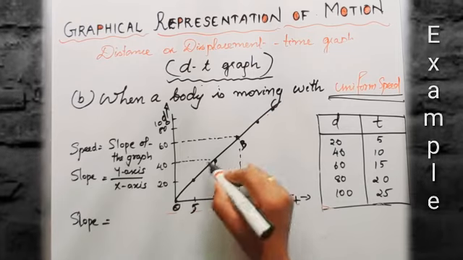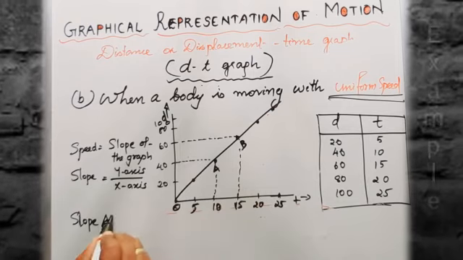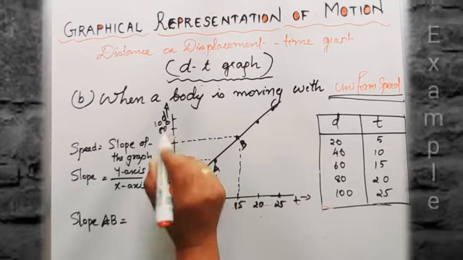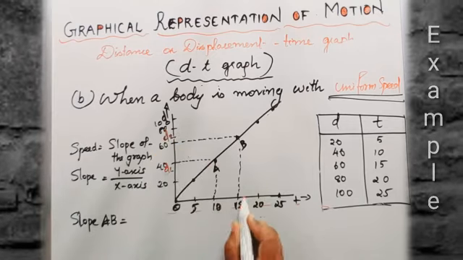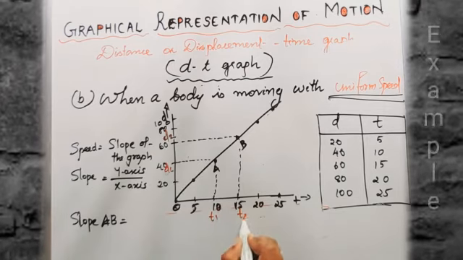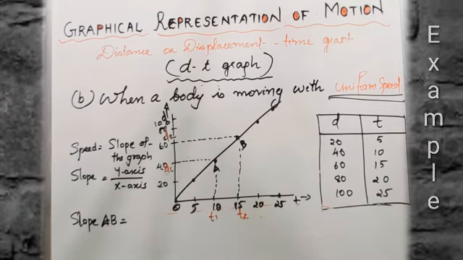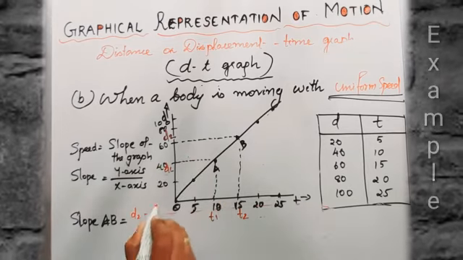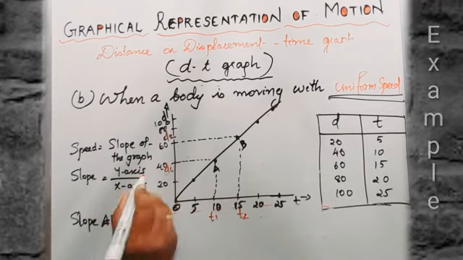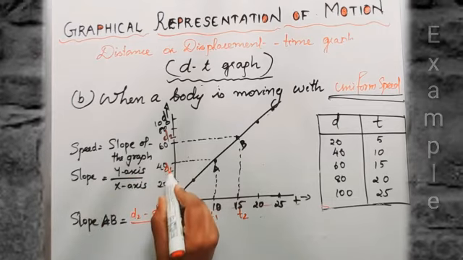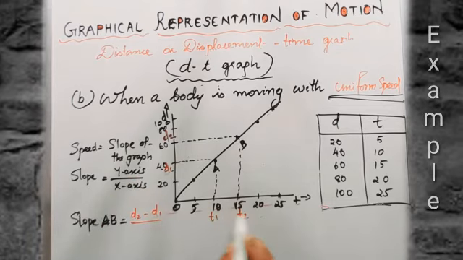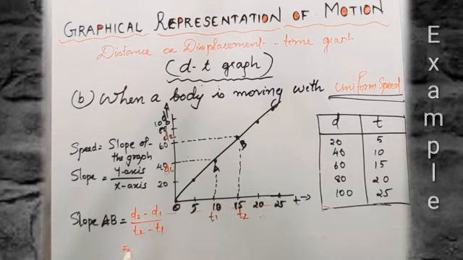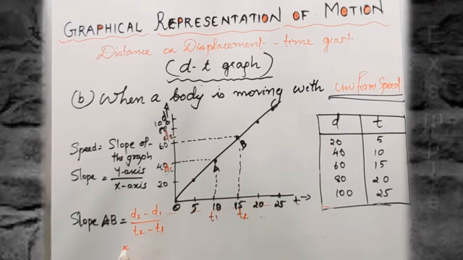Then slope AB is equal to, on the y-axis, D1, D2, and here T1, T2. So slope is D2 minus D1 divided by, this is y-axis, no? D2 minus D1 divided by here x-axis, T2 minus T1. What will we get?